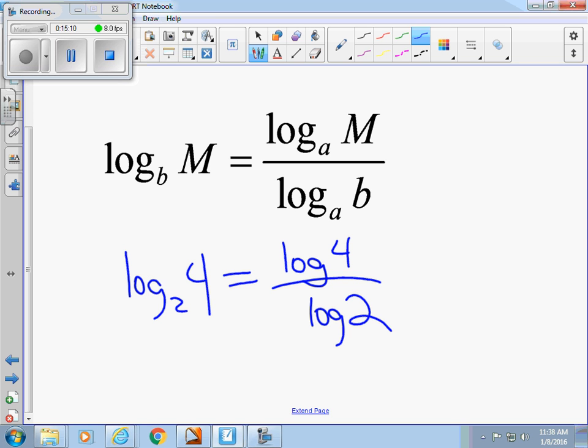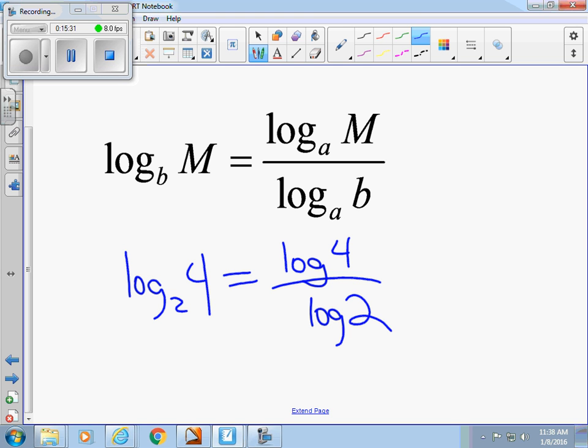I have seen this one time on the ACT, where it gave you a logarithm and said this equals what, and I had to change the base. So I doubt it'll be on there again, but hey, who knows? So log base 2 of 4.